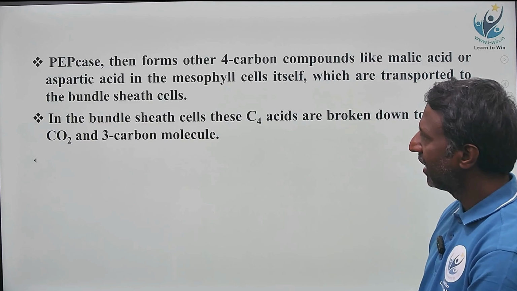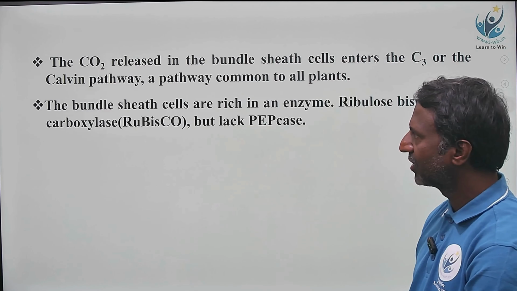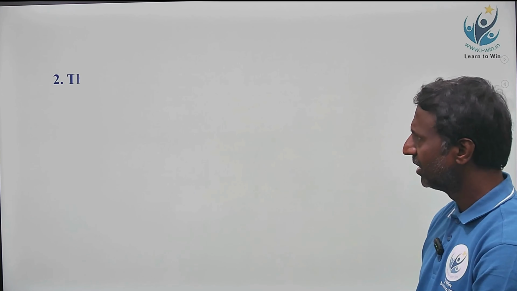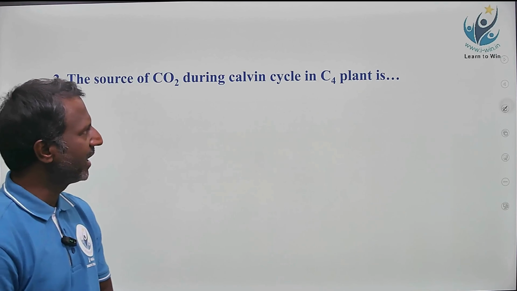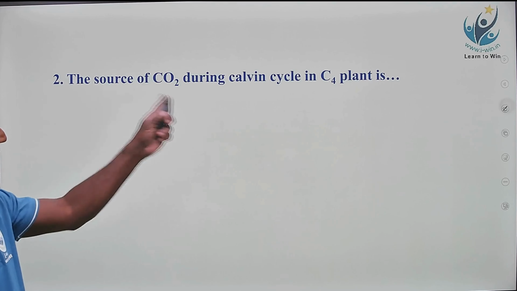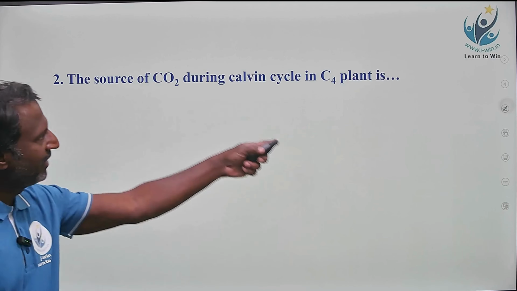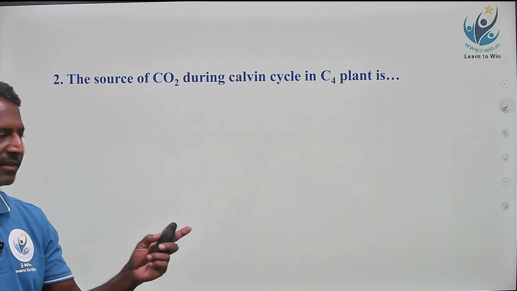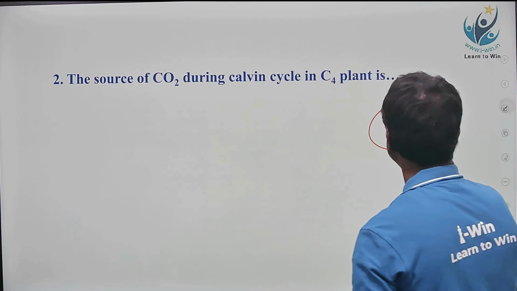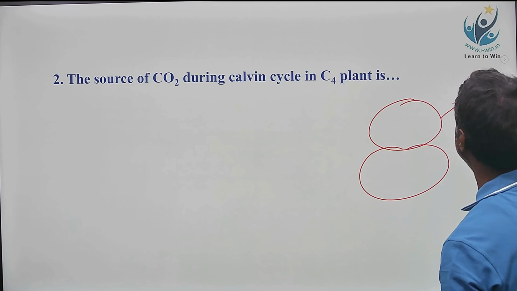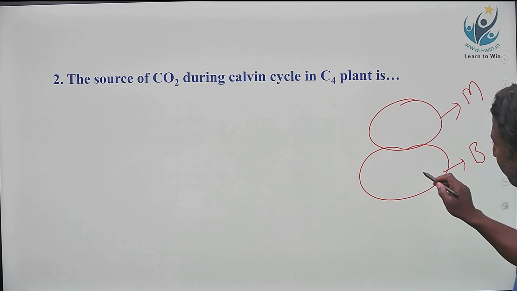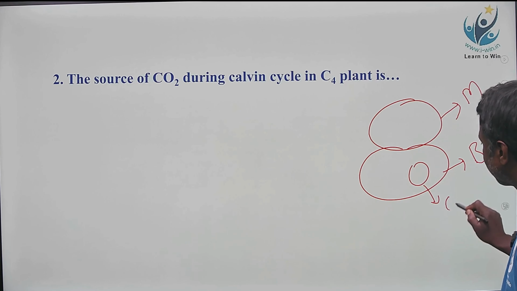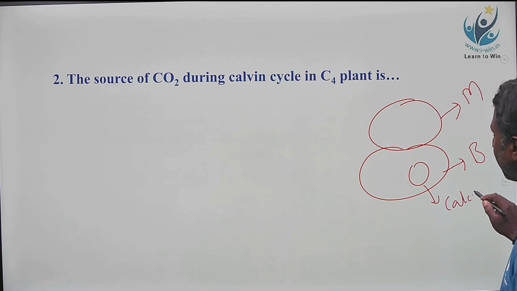So let's go for one question regarding this concept. The question is: the source of the CO2 during the Calvin cycle in C4 plants is, as I told you just now, there are two types of cells present. One is the mesophyll cells, the other is the bundle sheath cells. In the bundle sheath cells, the Calvin cycle takes place.